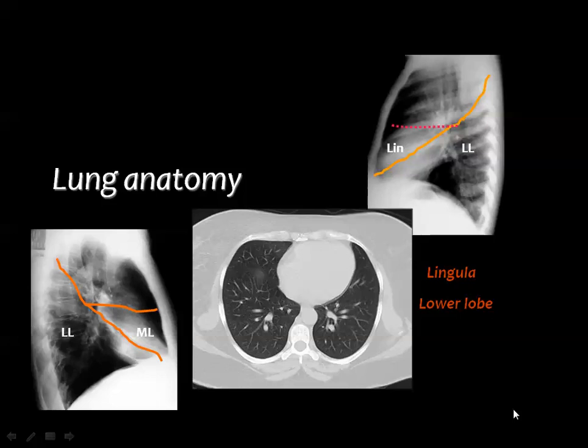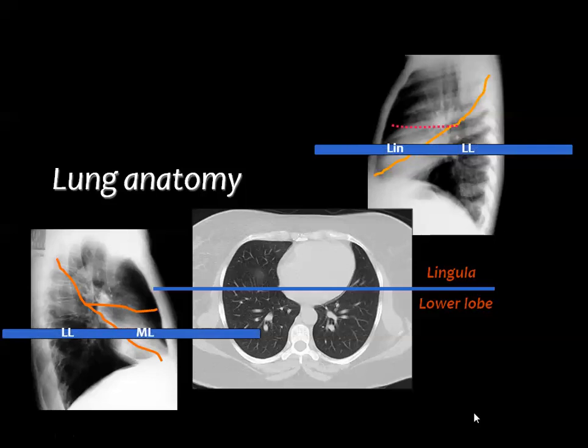And if you go further down, then you will cut in the lingula and lower lobe on the left side, and in the middle lobe and lower lobe on the right side. Then if you draw a line like this, this is the lingula, and this is the middle lobe, and this is the lower lobe on the left, and this is the lower lobe on the right.